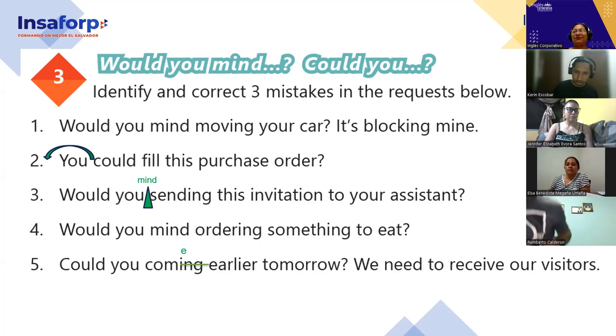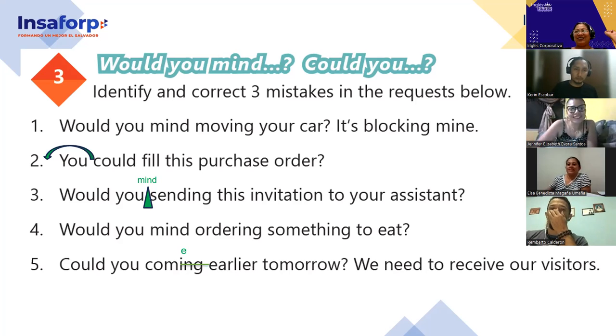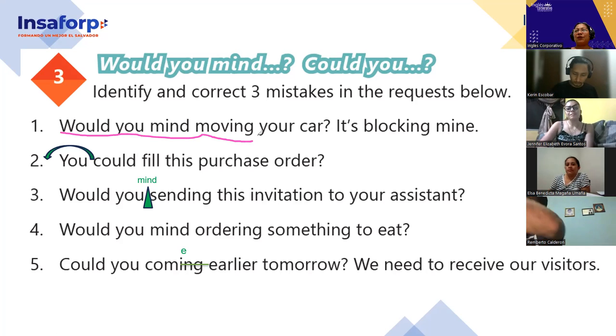Number 2, number 3, and number 5. And we have the 10. You have 10? Okay. Yes. Good. Because in number 1, it is correct. Number 1, we have the auxiliary. Would you mind? We have the verb in gerund form. We have the complement. And this is the extra information.